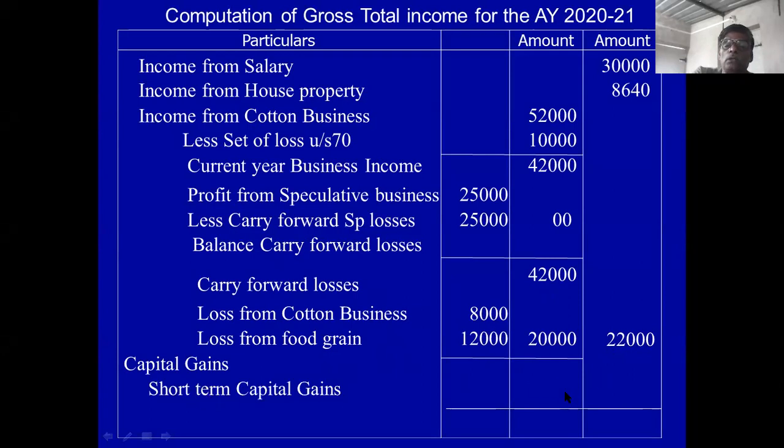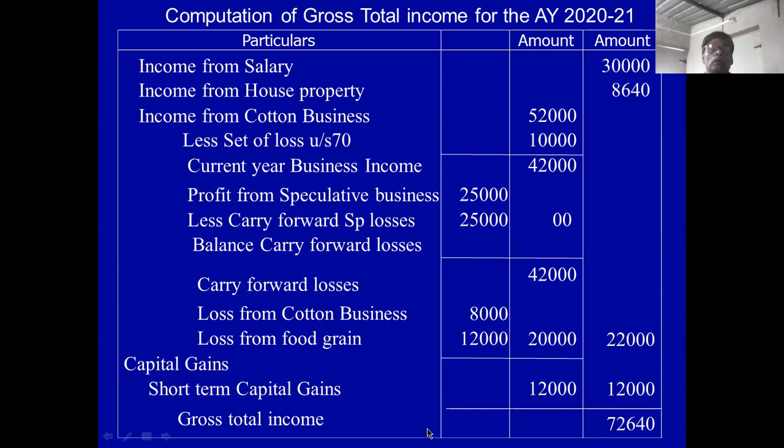Then capital gain short term is 12,000. This is taxable. In this short term capital gain, long term capital loss is not adjusted. So you take the total of the outer column. Outer column total is 72,640. 72,640 is the gross total income. In this way, you have to calculate.